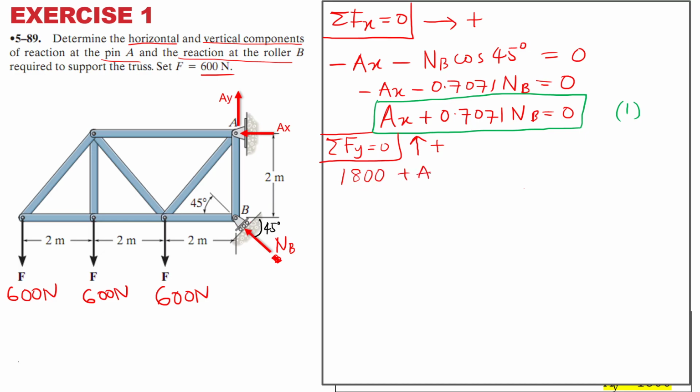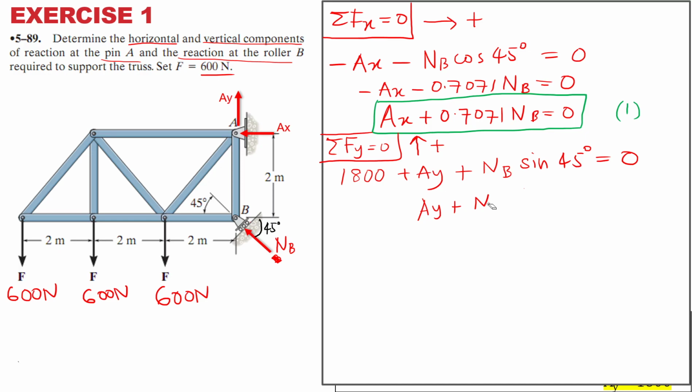Add AY too. AY also goes up, positive. Then NB sin 45 also goes up. NB sin 45 degrees equals 0. So minus 1800 plus AY plus NB sin 45. Simplify a bit, we get AY plus NB.